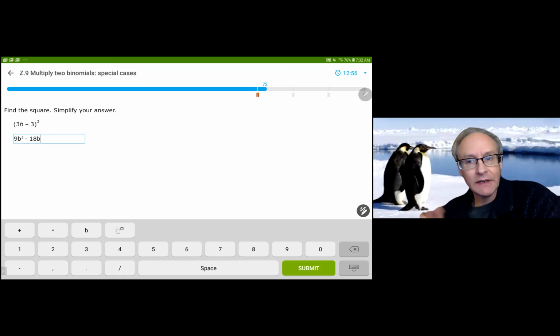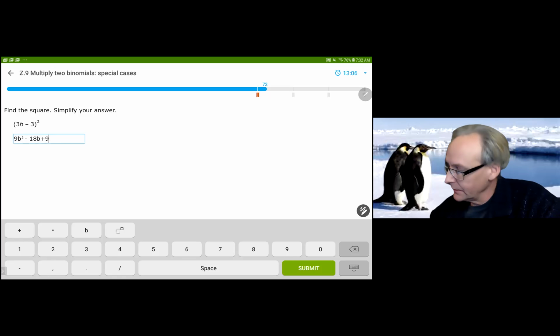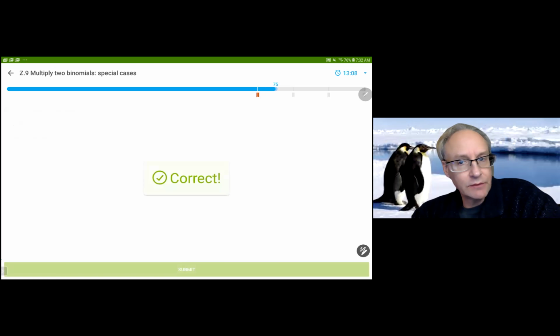And the last term is plus 9, not 6. Negative 3 times negative 3 is plus 9. Remember, there's always a plus on that last term when you square. That's a perfect square trinomial.